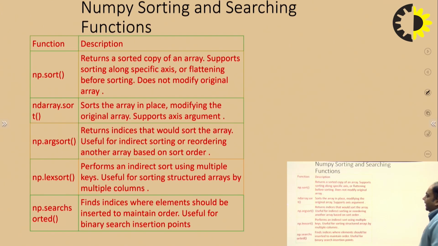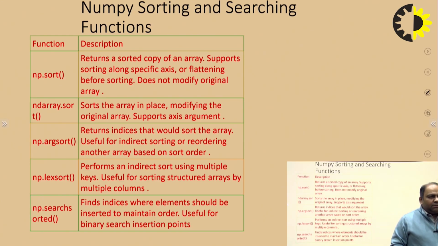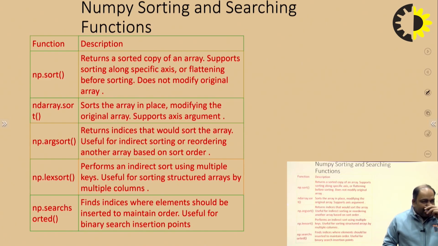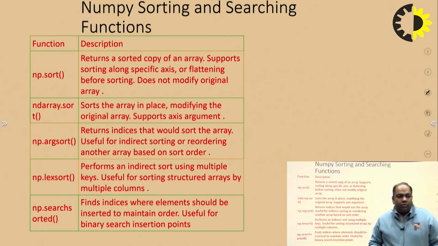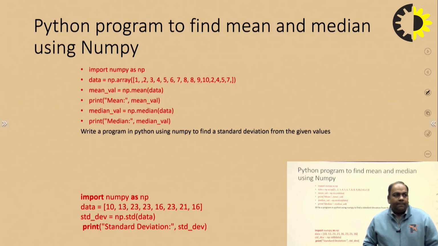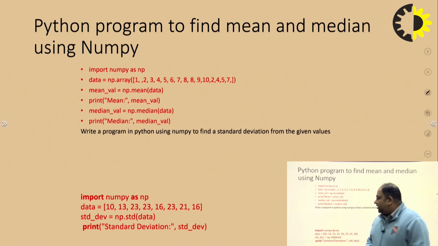These are the NumPy functions for sorting and searching. np.sort, ndarray.sort, and np.argsort, which is useful for indirect sorting and reordering another array based on the sort order. For lexical sorting, we use lexsort. Searchsorted finds the indices where elements should be inserted to maintain the order, useful for binary search insertion points. Now I will come to the program through which I will explain all those functions.